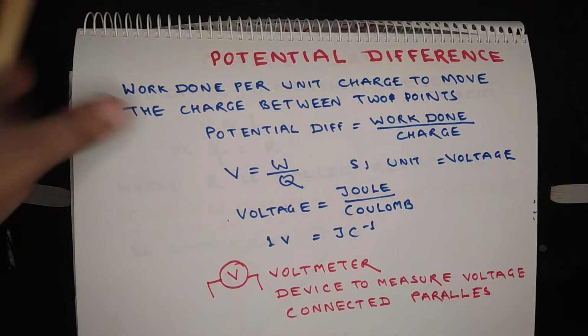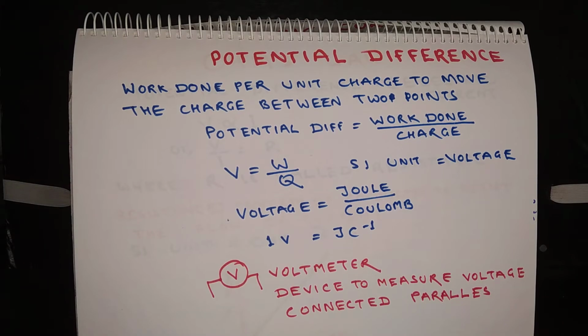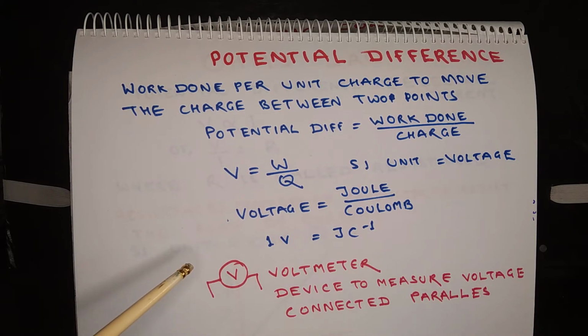Now let us talk about potential difference. Potential difference is work done per unit charge to move the charge between 2 points. So electric charge moves because of potential difference. If there will be no difference, then electric charge won't move.